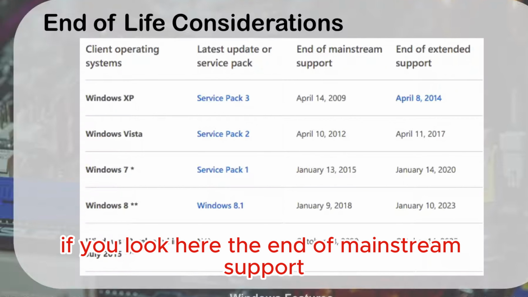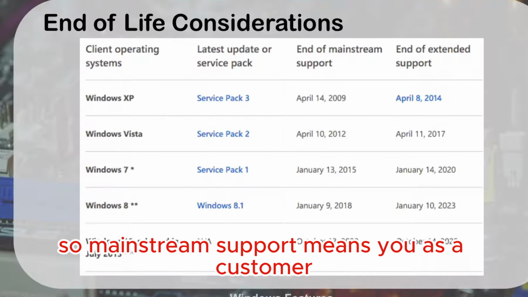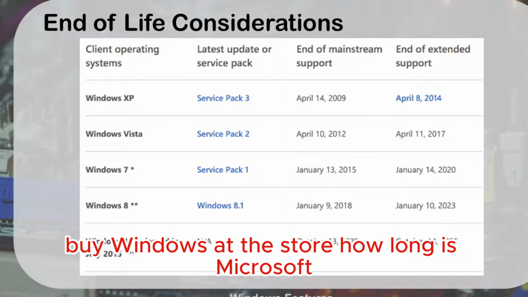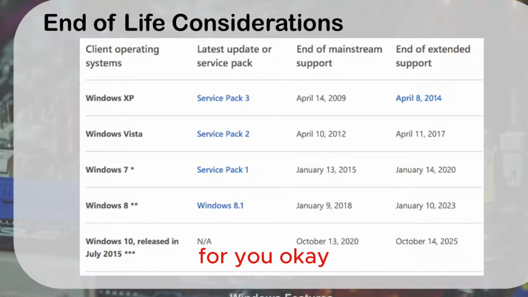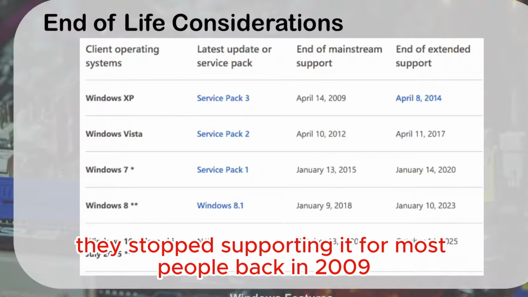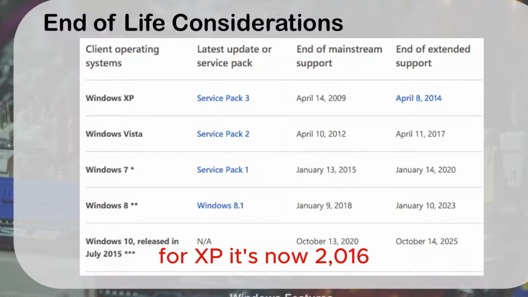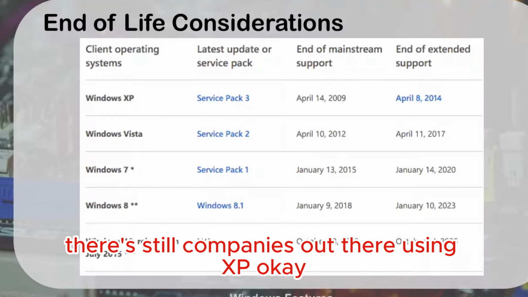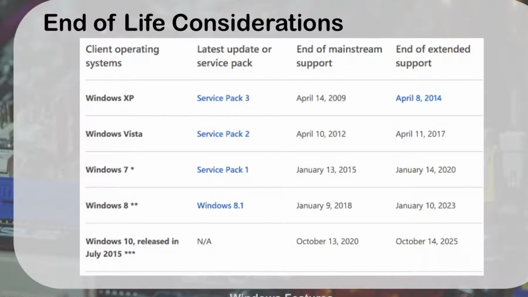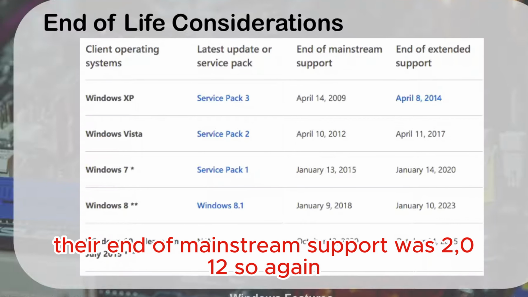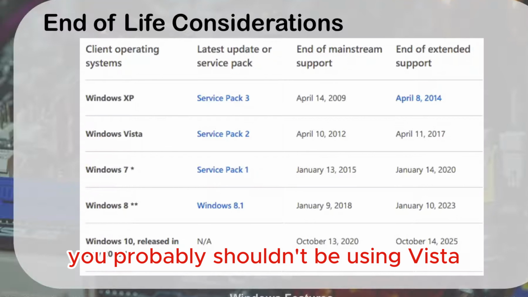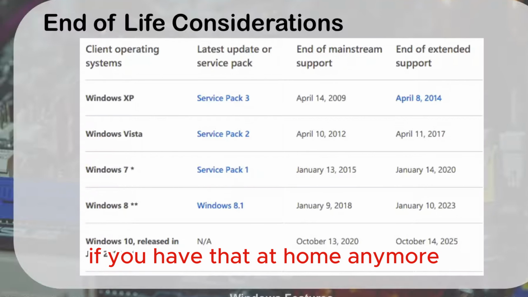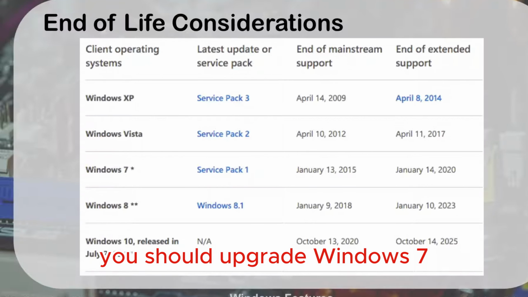If you look here, the end of mainstream support. So mainstream support means you as a customer buy Windows at the store. How long is Microsoft going to continue to put out updates and patches for you? Okay. They stopped supporting it for most people back in 2009 for XP. It's now 2016. There's still companies out there using XP. Okay. Windows Vista, their end of mainstream support was 2012. So again, you probably shouldn't be using Vista if you have that at home anymore. You should upgrade.